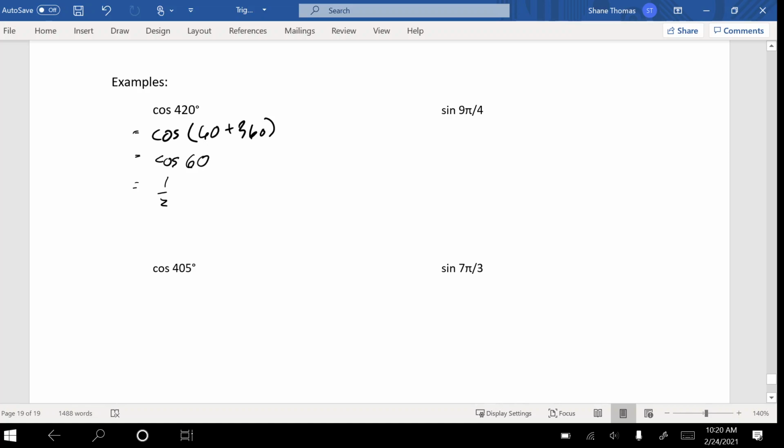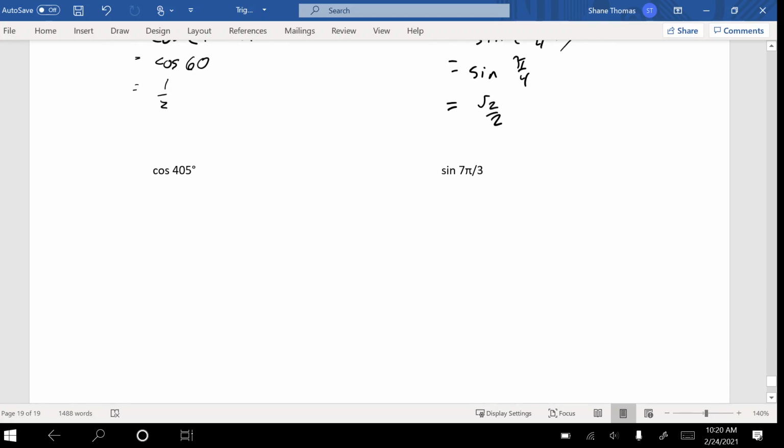Okay, second one, sine of 9 pi over 4. Well, 9 pi over 4 is bigger than 2 pi, correct? Because 8 pi over 4 would be 2 pi. So I can rewrite this as the sine of pi over 4 plus 2 pi. Agreed? All right, so after I rewrote it, I can essentially take that 2 pi out. So now I'm just looking for the sine of pi over 4. What's the sine of pi over 4? Root 2 over 2, correct. Still with me? Okay, last two is you.